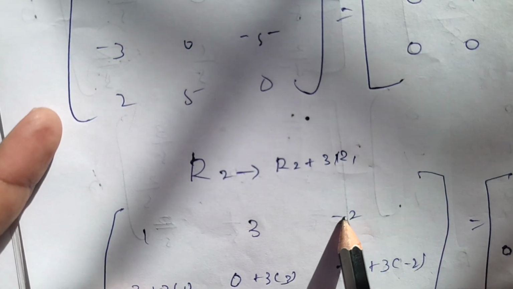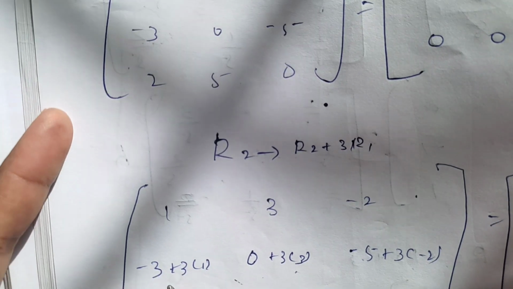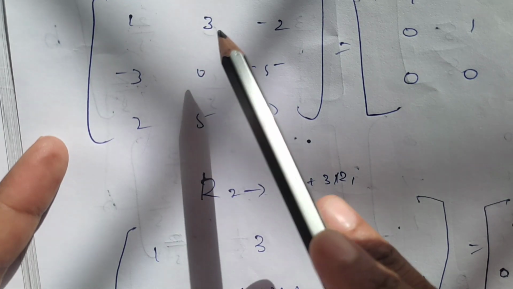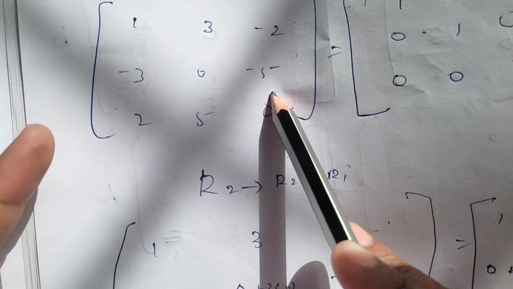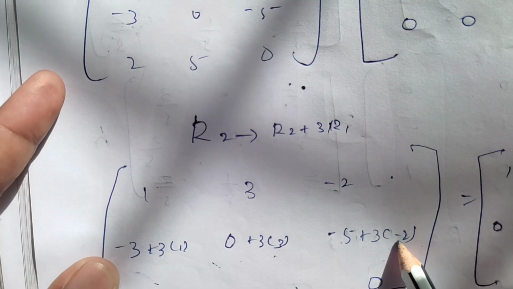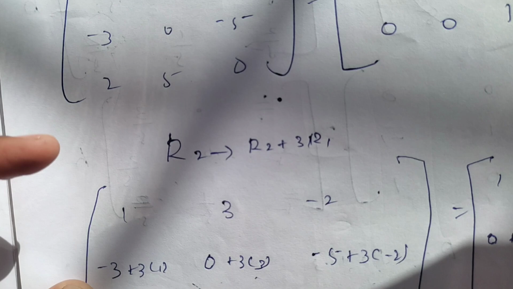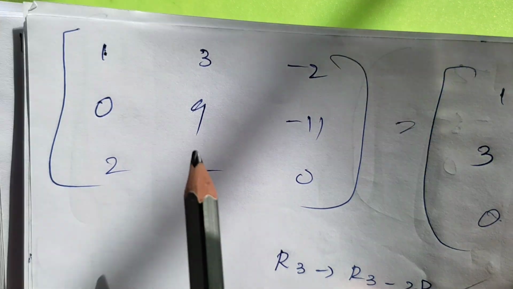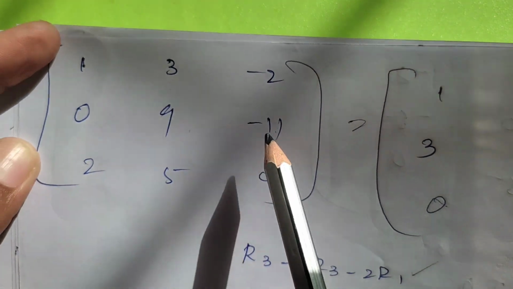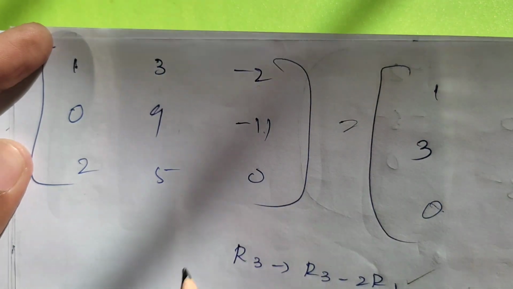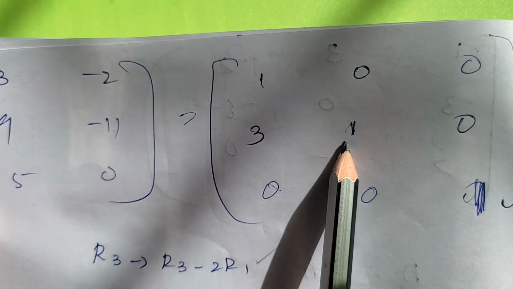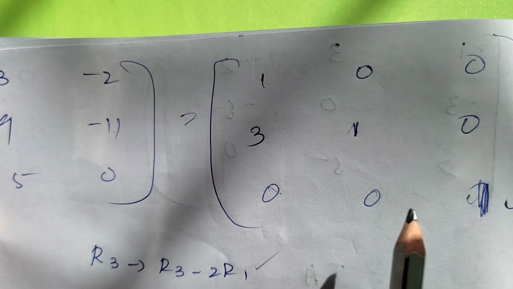The first row is kept as it is and only the second row changes. Minus 3 plus 3 into 1, 0 plus 3 into 3, minus 5 plus 3 into minus 2. That is what we have written here. Same thing in the RHS. So we got 1, 3, minus 2, 0, 9, minus 11, 2, 5, 0. In the RHS 1, 0, 0, 3, 1, 0, 0, 0, 1.